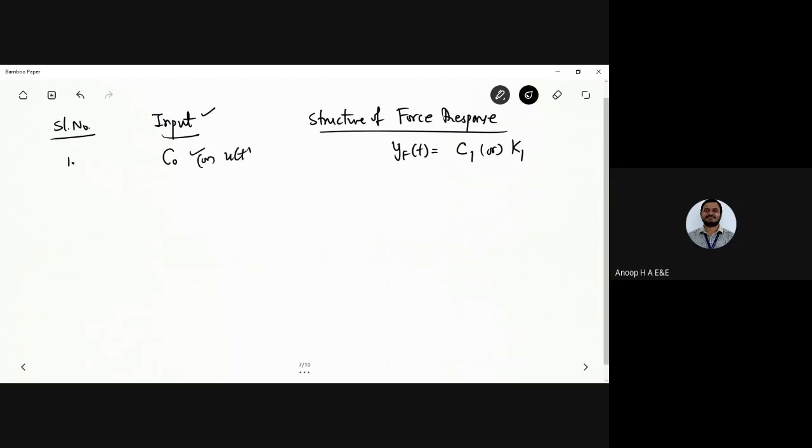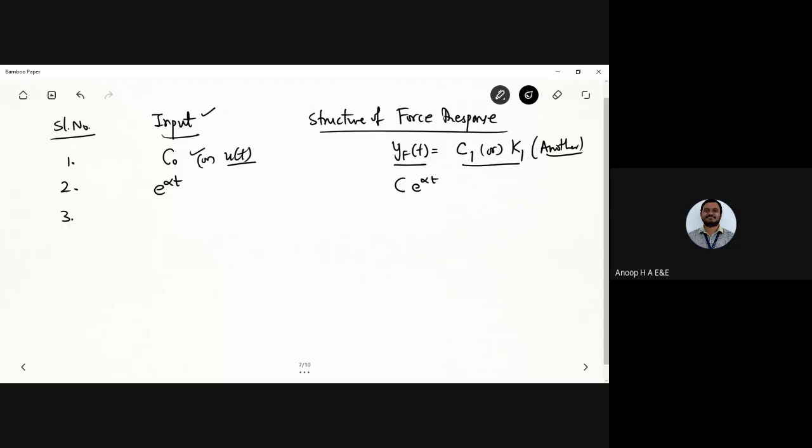Okay, U of t, whatever is present there, the unit step function, you can write the forced response of a system to be equal to another constant. So you can call it a constant here. The second one is e power alpha t. E power alpha t, you can write it as C times e power alpha t.